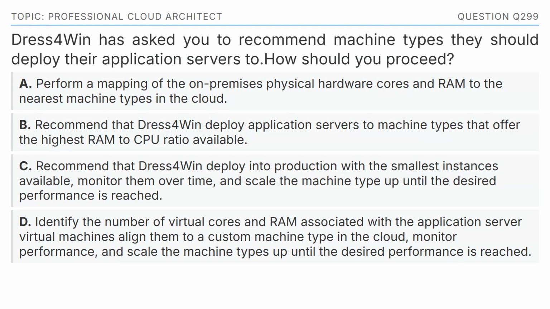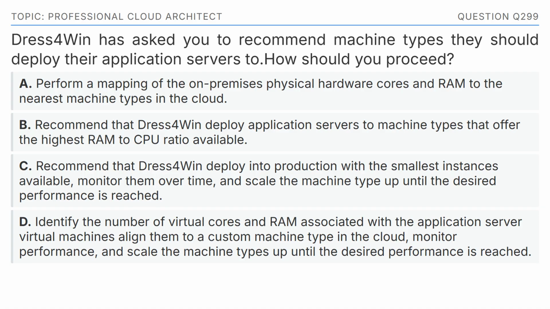Dress4Win has asked you to recommend machine types they should deploy their application servers to. How should you proceed? The options are: Option A. Perform a mapping of the on-premises physical hardware cores and RAM to the nearest machine types in the cloud. Option B. Recommend that Dress4Win deploy application servers to machine types that offer the highest RAM to CPU ratio available. Option C. Recommend that Dress4Win deploy into production with the smallest instances available, monitor them over time, and scale the machine type up until the desired performance is reached.